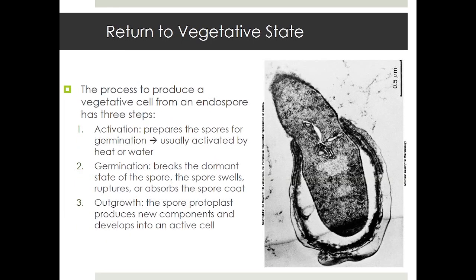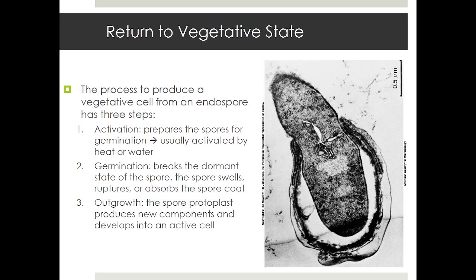When those environmental conditions do become ideal again, we have an activation sequence that can happen where the spore is going to prepare for germination. This is typically activated by heat or water or some other signal that will allow that endospore to know that the time has come to return to the vegetative state. And again, if you're wondering what vegetative is, it's just that metabolically active state where cells are actively dividing.